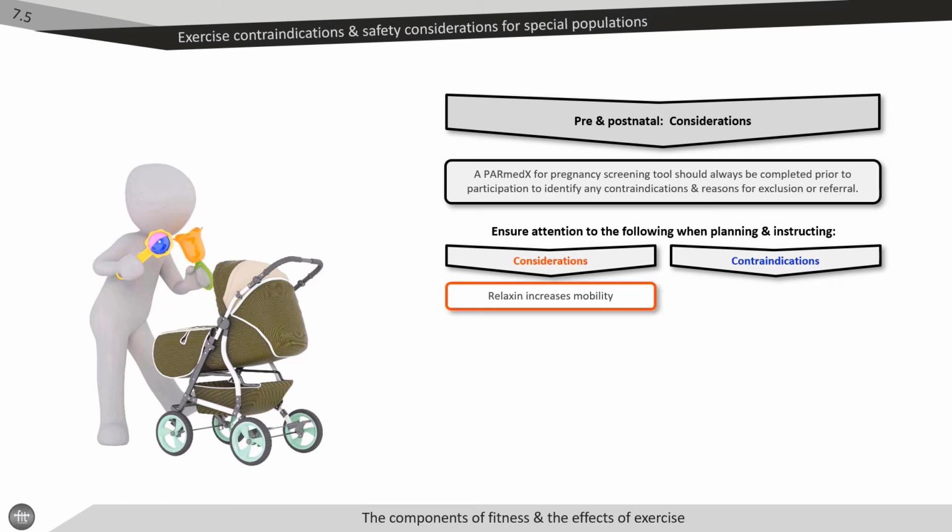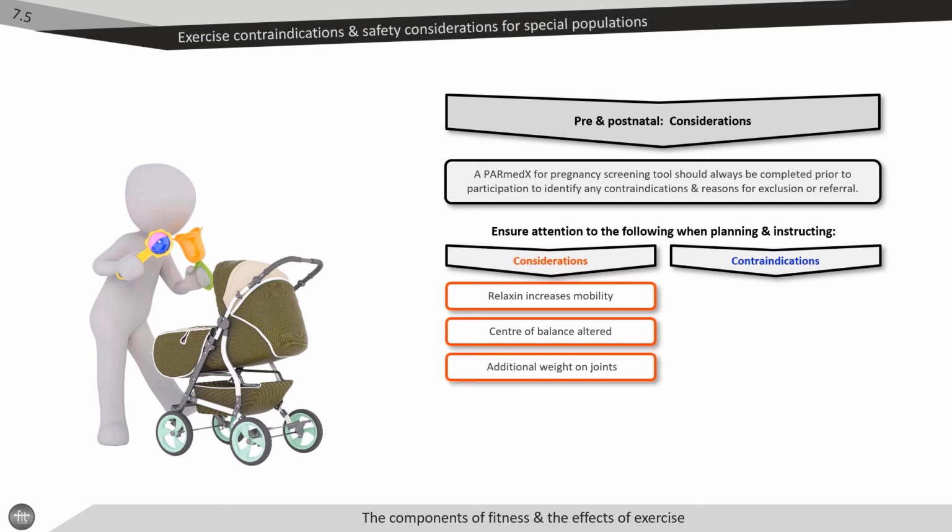A focus on controlled linear movement and correct form, not locking any joints, should be a priority, as relaxin increases joint mobility and the possibility of injury through hyperextension or misalignment. Centre of balance will be altered, so a stable seated position which is comfortable should be considered. This will reduce the weight on the joints and increase stability during exercise, reducing the risk of any falls and possible trauma.